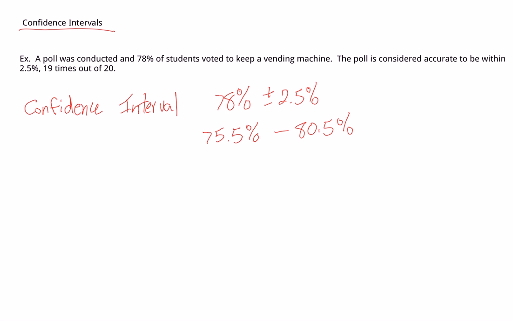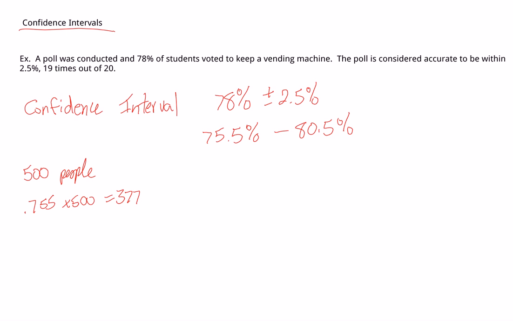Let's suppose there were 500 people in the school, then we could actually figure out how many people we would expect to say yes to this. So we would go 75.5%, so 0.755 times 500, and that gives us roughly 377 people.